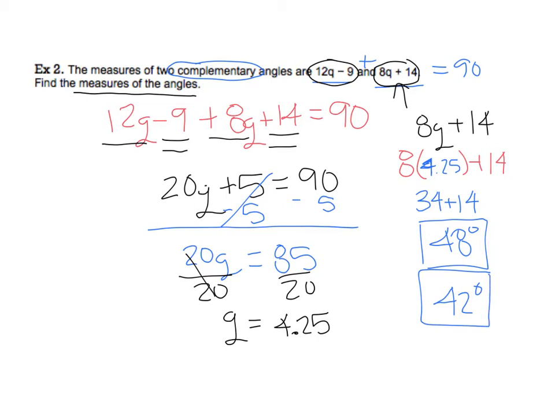Now you can always check, and you can do 12 times 4.25, and you'd get 51. And if you subtract 9 from that, you end up with, guess what, 42 degrees. So check, check. It's all gravy. That is complementary.